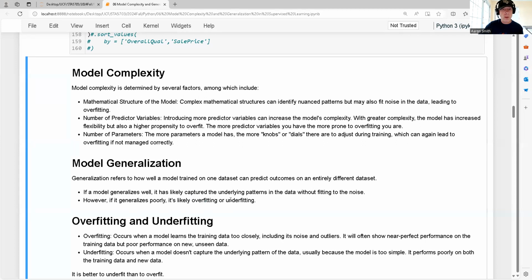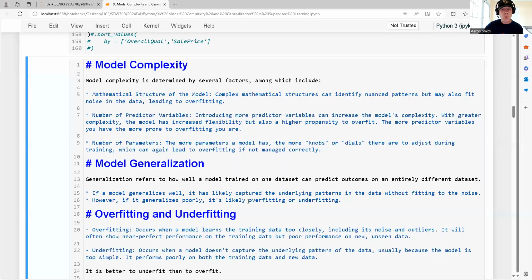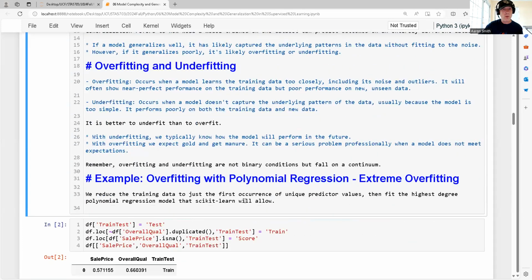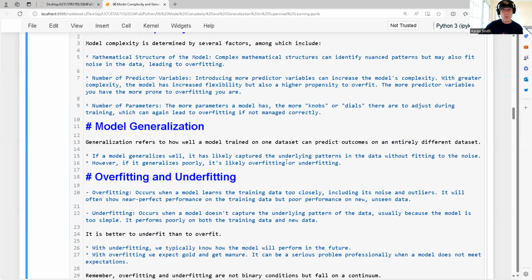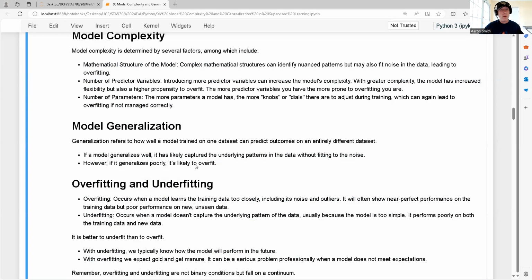I'm going to delete that right now. There is an error on there, so I'll do a little bit of on video correction. Right now, you have to overfit. There we go. All right, boom. So if it generalizes poorly, it's going to more than likely overfit.